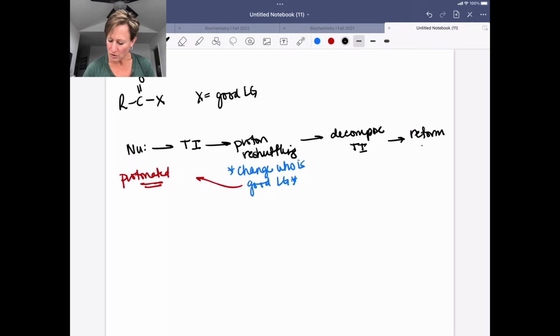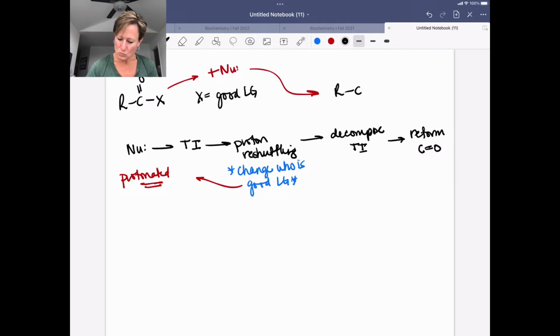So we're going to reform our carbonyl, and what we really have then is we're going to have this guy. When we add a nucleophile, what we get at the end is we do a substitution. Our nucleophile is going to be in that position, and then our leaving group has left, okay? So that's one kind of chemistry that we see. We see that in reaction mechanisms 2 and 3.